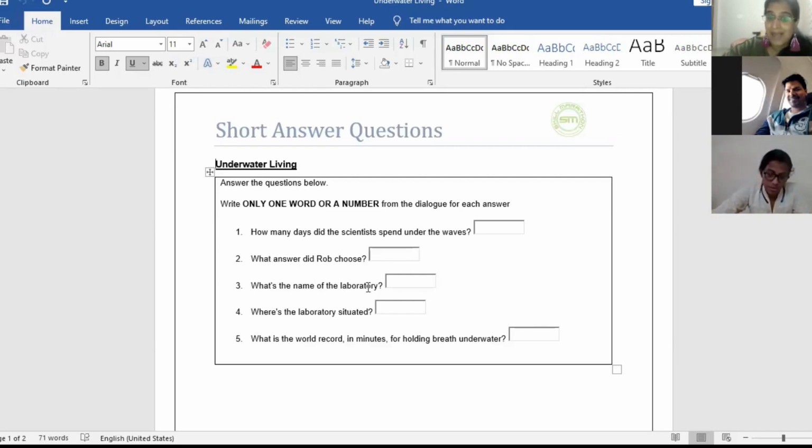What's the name of the lab? Again, it's going to be a word. Where's the lab situated? Again, it's going to be a word, a location. What is the world record in minutes for holding breath underwater? It will be a number here, obviously, because it says what is the world record in minutes. So the time, the duration, okay? I'm going to play the audio clip here at my end.